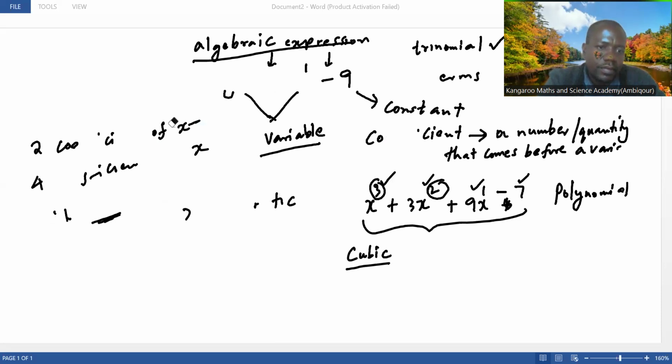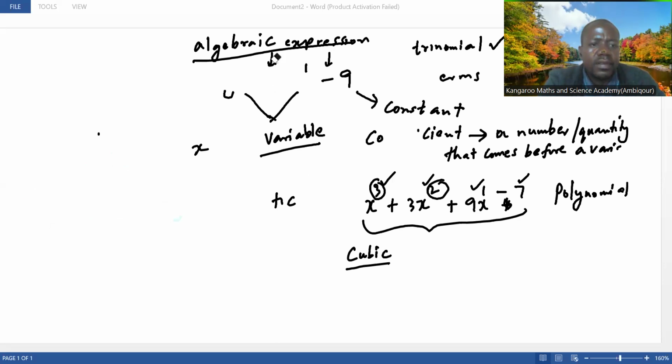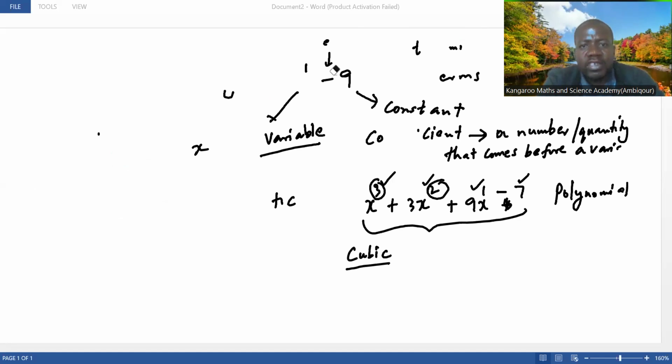And the other thing, guys, is the issue of identifying like terms. Like terms and unlike terms are very important in exponents. Not necessarily in exponents, but in maths. So be able to identify like terms and unlike terms. It's very, very important.